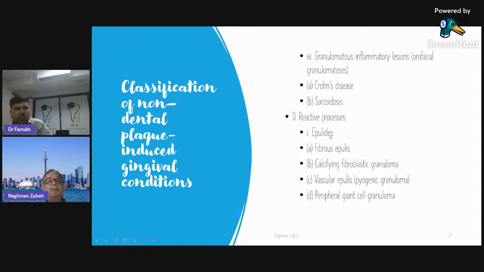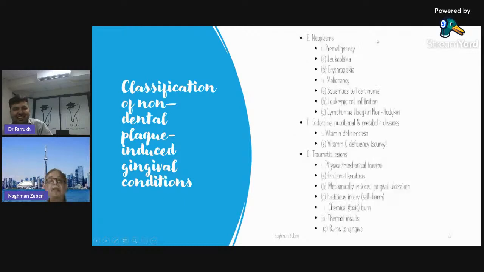Then reactive processes like epulis, fibrous epulis, calcifying epulis, which could be pre-malignant or malignant conditions, then endocrinal reasons, vitamin deficiencies, and traumatic lesions.